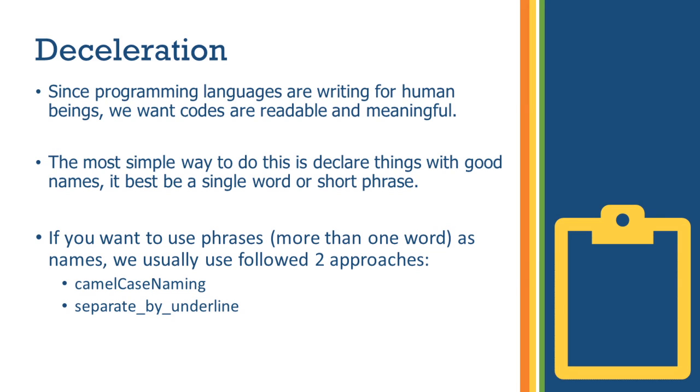Since programming languages are written for human beings, we want our source code to be readable and meaningful. The simplest way to do this is to give them some meaningful names. If you want to use a phrase as names, we usually use the following two approaches. First, camel case naming. Camel case naming means for each word in the middle of the phrase, we give them a capital letter. And the second, separate them by underline.